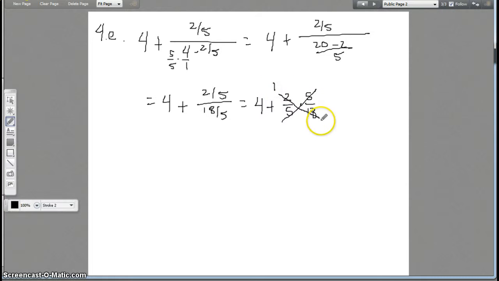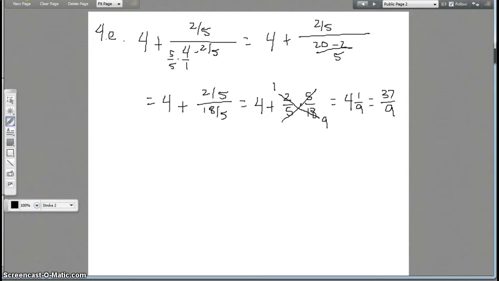The 2 becomes a 2. The 18 becomes a 9. This is 4 1/9. And we can leave it in that form, or you can change it to an improper fraction. 4 times 9 is 36, plus 1 is 37, and we have 37/9. Either one of these would be okay with me. If you end up with a mixed number as your answer, that's fine. Or you can simplify it to an improper fraction.